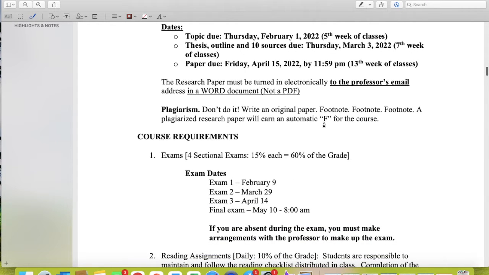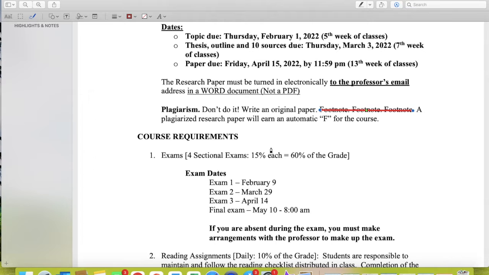Plagiarism, don't do it. Write an original paper. Actually, I'm not sure. There's a mistake here. Footnote. There's no footnotes. I'm going to scratch that out. Sorry about that. It's MLA citations, in-text citations, not footnotes. But the point is, don't plagiarize. But you want to have in-text citations. The footnote was there from a Turabian paper.